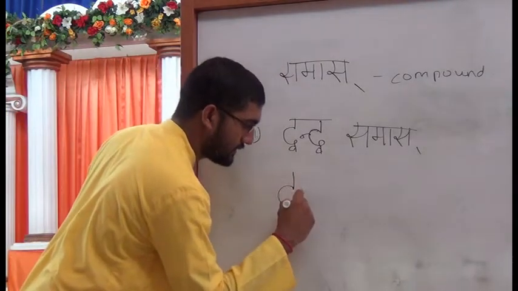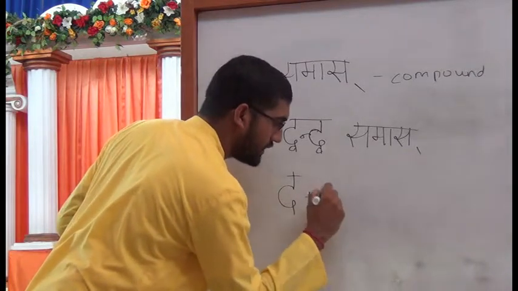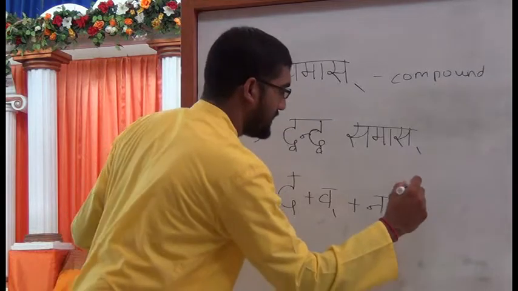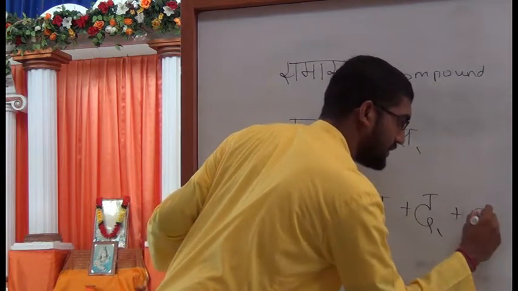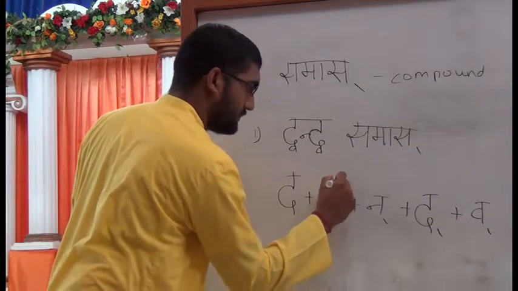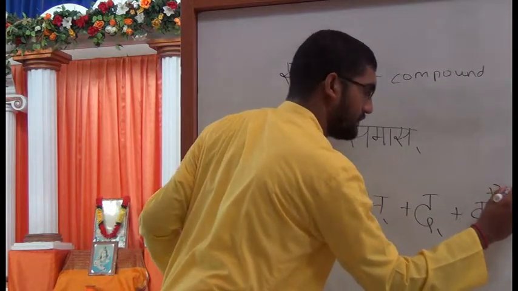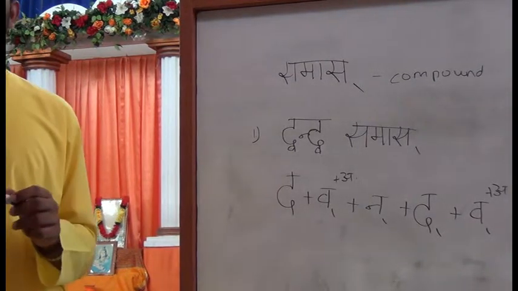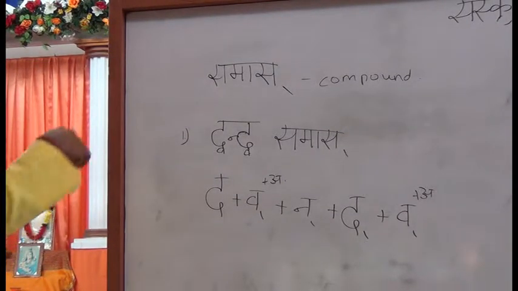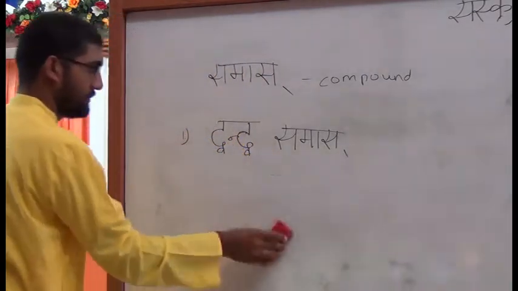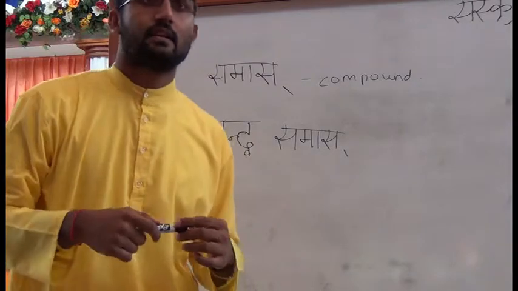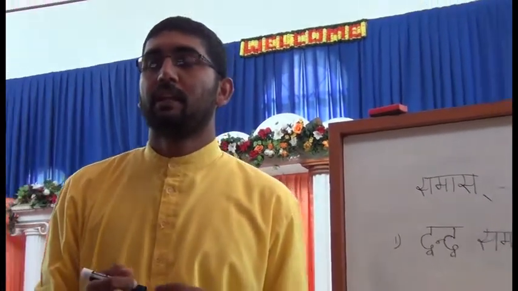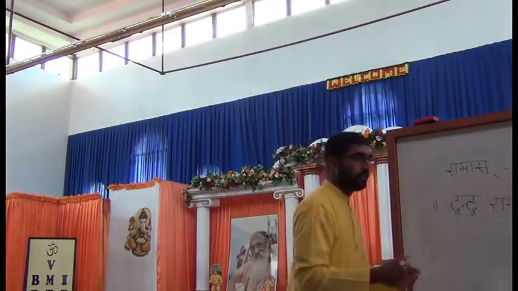This is a-the plus a-va, alant, plus a-na, alant. Dvandva samas. Right. So now, what is Dvandva samas? Dvandva samas is a compound, but it's joining all of the same cases together. All the words which have the same case together. For example, a very well-known example.